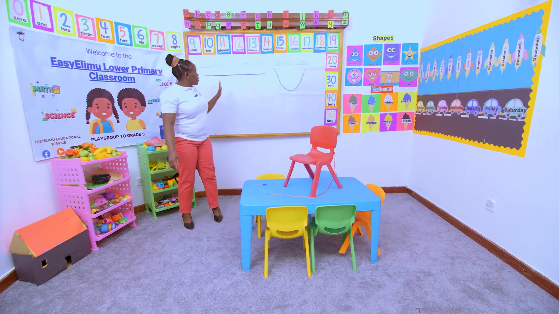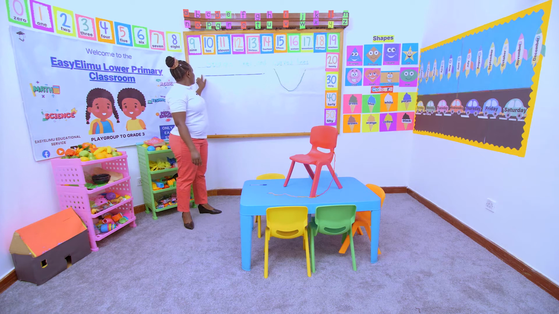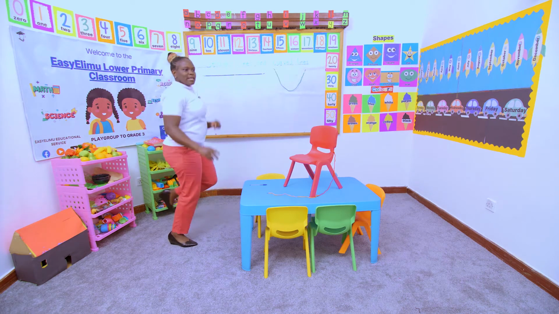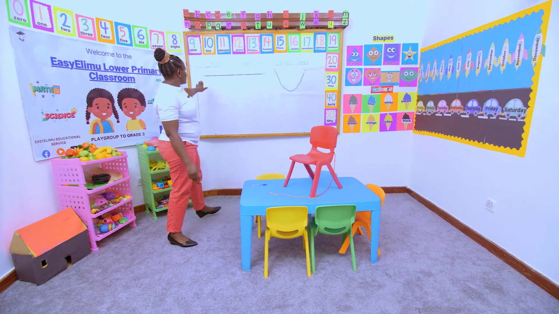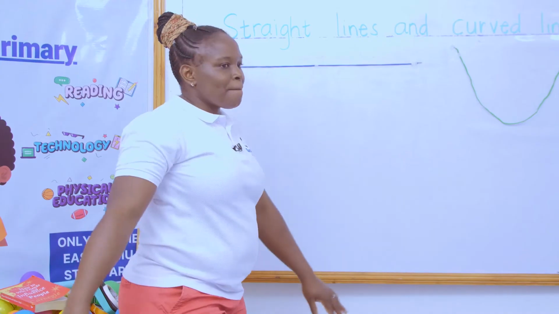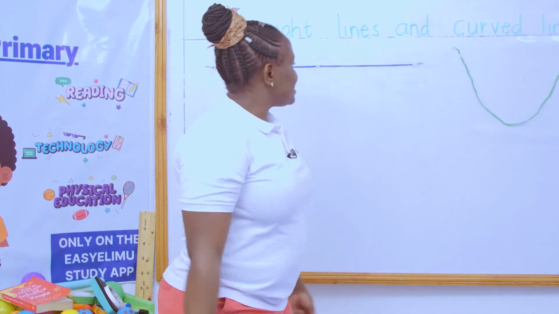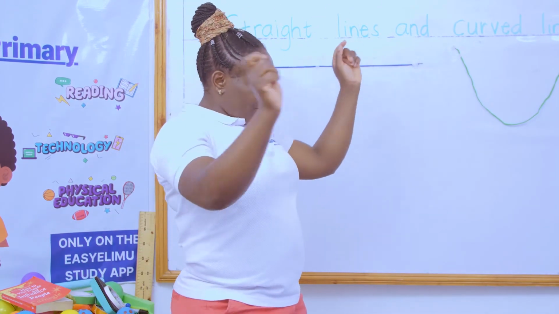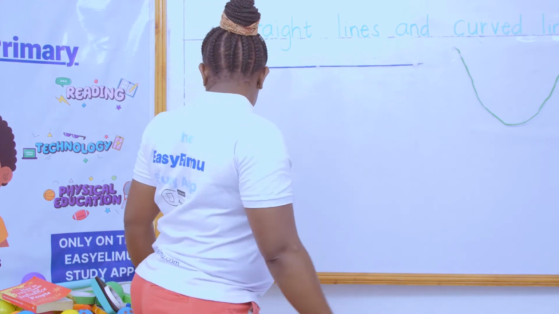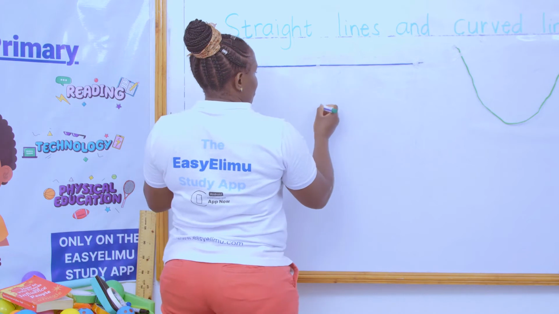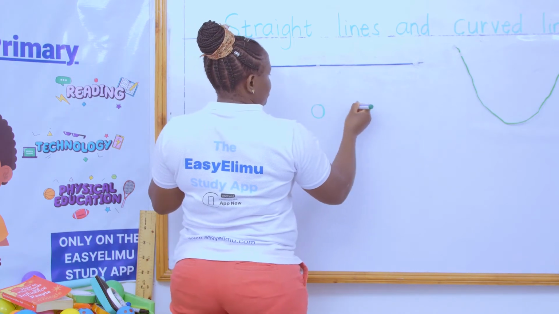So look at the board. When I skip over a rope, I will use the straight line. But when I'm skipping the rope in this manner, it forms the curved direction.